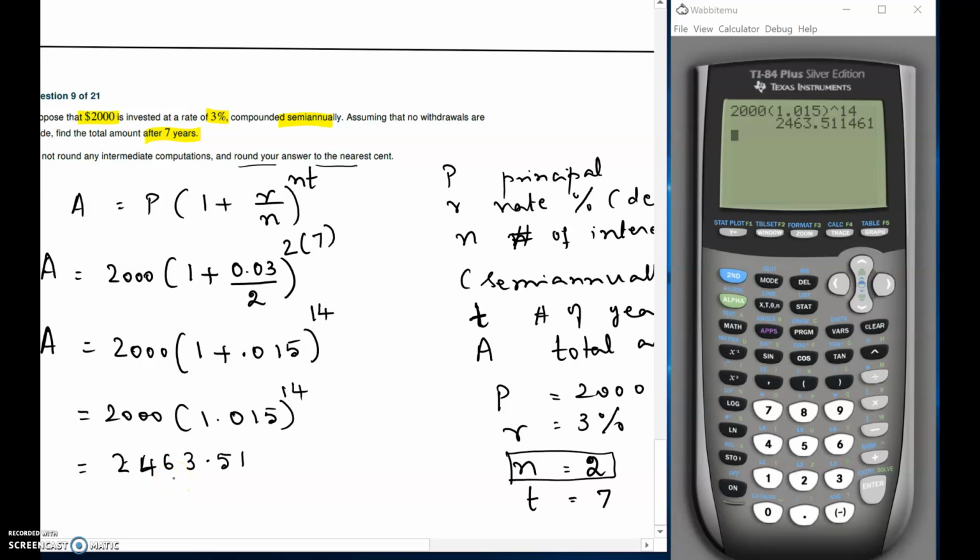So write the answer in a sentence. The total amount after 7 years is $2,463.51.